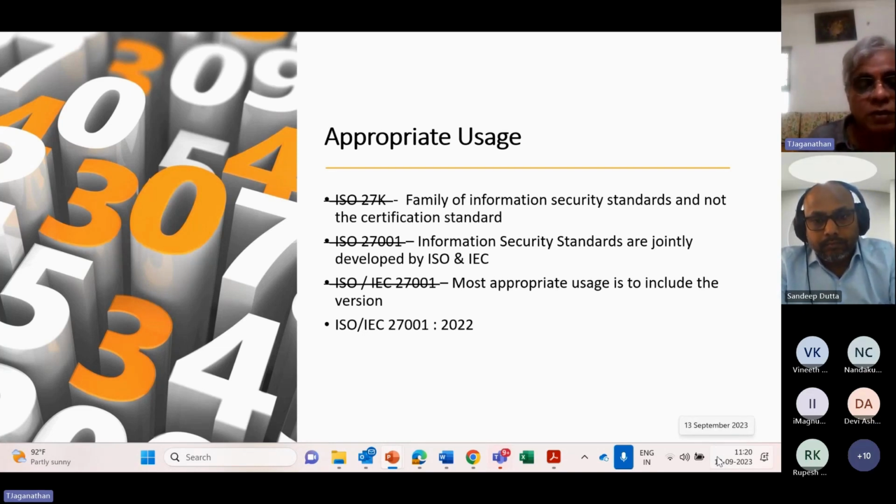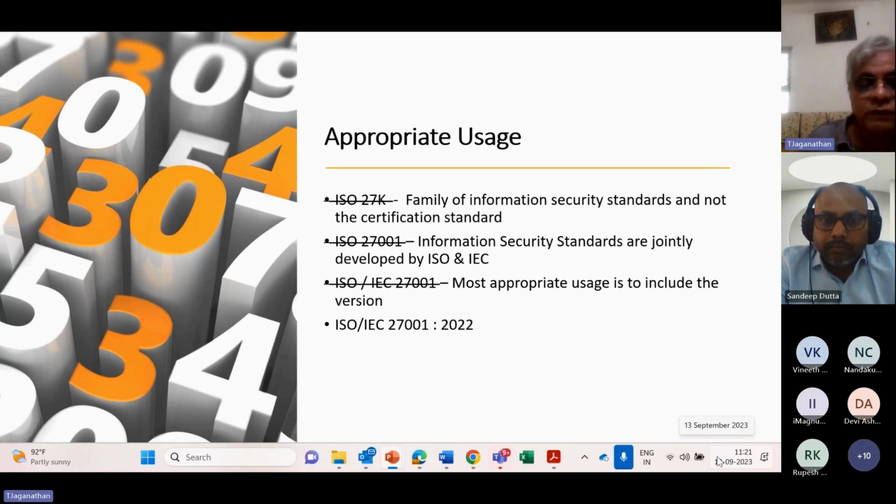Saying 27001 ISO is also wrong because it is jointly developed by two organizations. We have so far seen only ISO, but the technical standards are jointly developed by two organizations. One is ISO and another one is IEC. So it always has to be quoted as ISO and IEC 27001, because if it is jointly owned by two organizations, you cannot discredit one organization. The right practice is to say ISO/IEC, right? And of course, always you have to suffix it with which version.